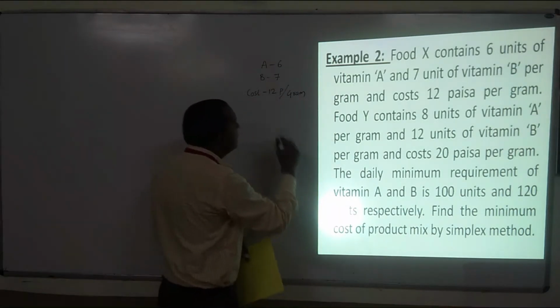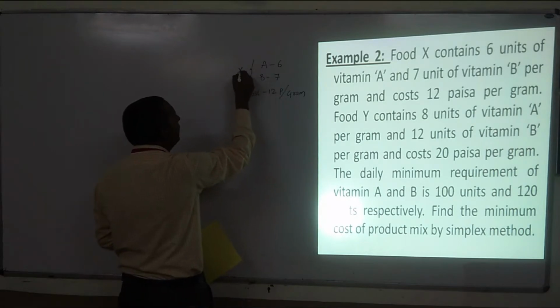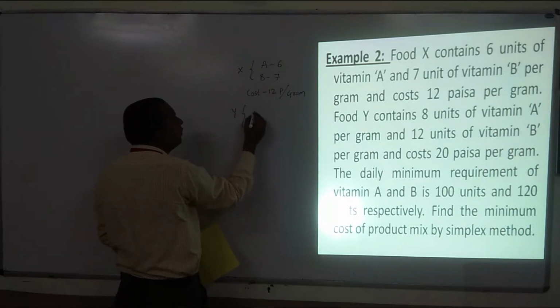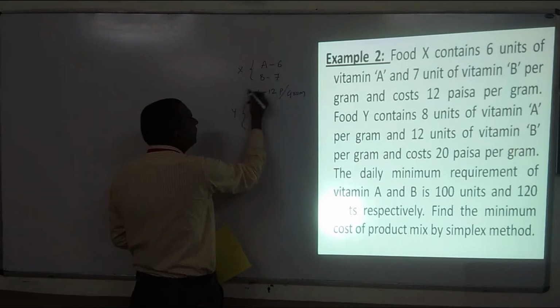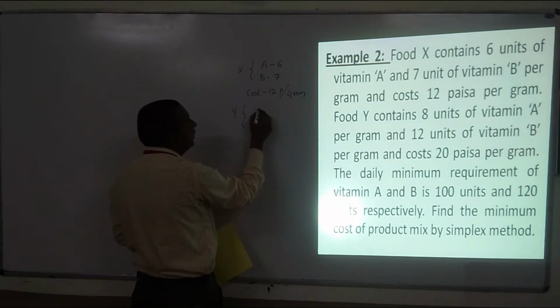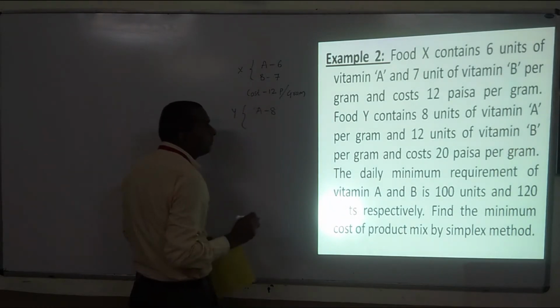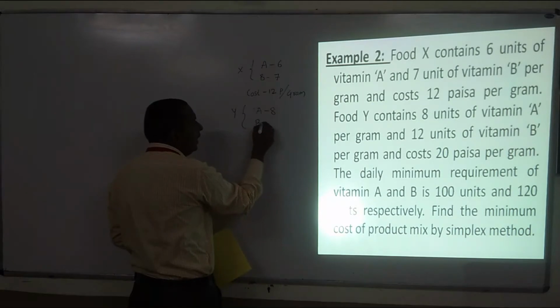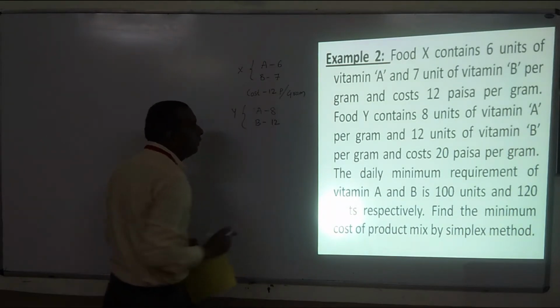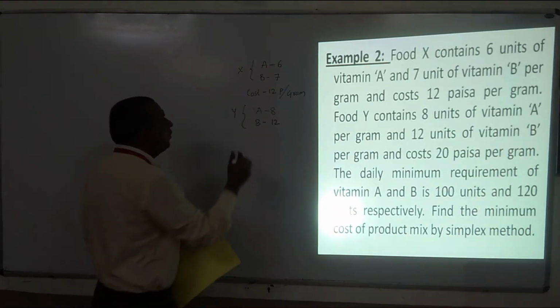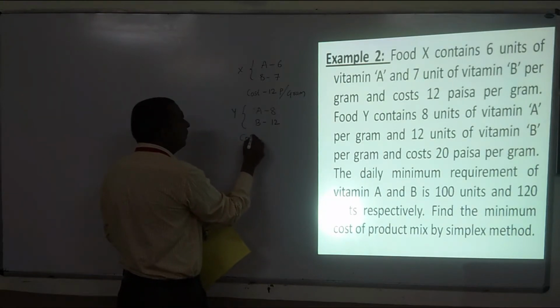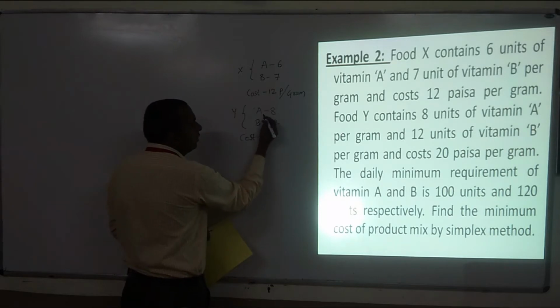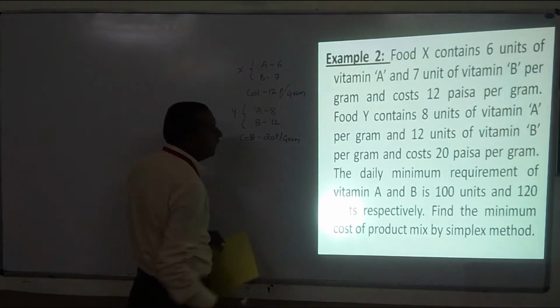Next, food Y contains 8 units of A and 12 units of B. And the cost is 20 paisa per gram. Fine.